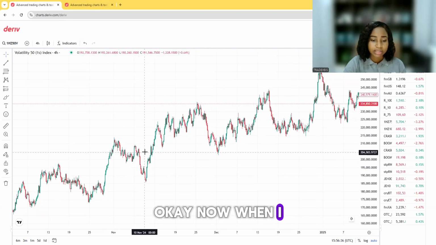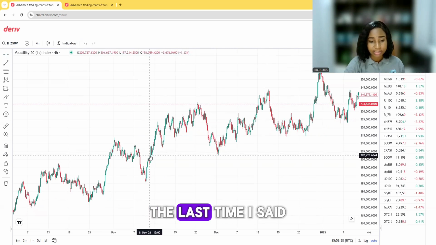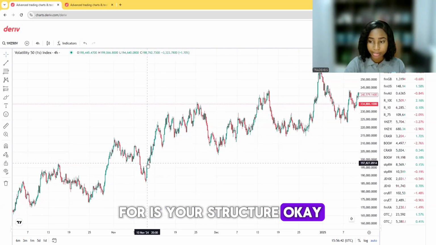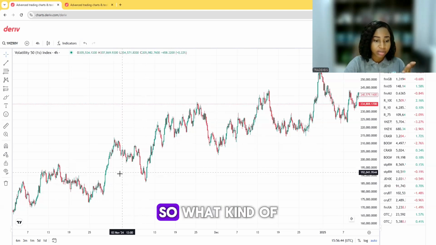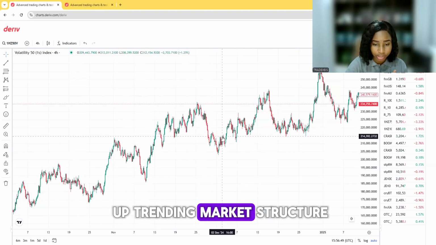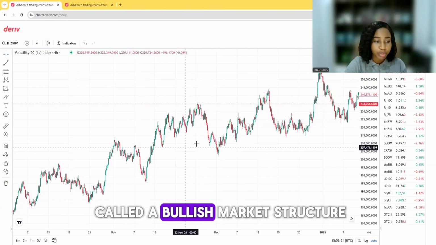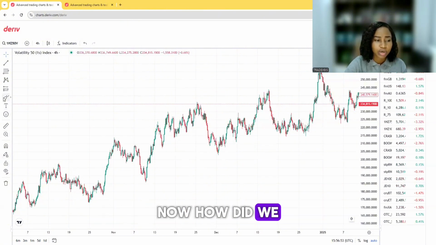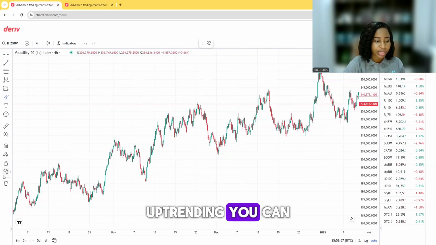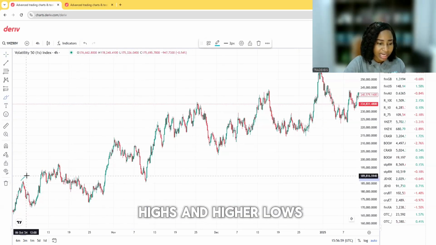Okay. Now when I talked about that strategy the last time, I said the first thing you want to look out for is your structure, the structure of the market. So what kind of structure is this chart? Now this is an uptrending market structure. In other words, it's called a bullish market structure. How did we conclude that this chart is uptrending? You can see a series of higher highs and higher lows.